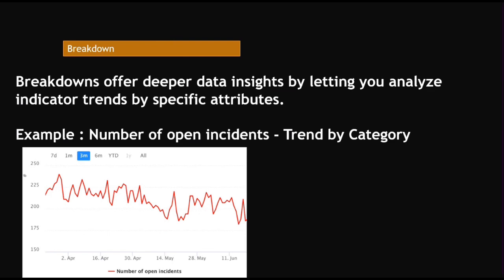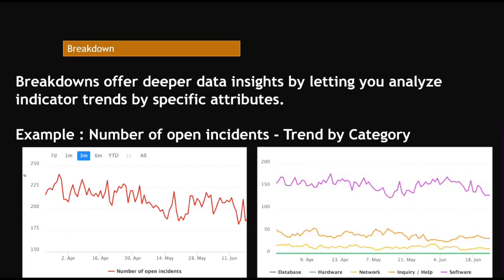So the number of open incidents, but we don't know exactly, if you want to break down by category or priority, for example, how many P1 critical incidents there are, how many low incidents, or how many software category incidents. So how do we know? Then we have to apply a breakdown. A breakdown is a deeper data insight by letting you analyze indicator trends by a specific attribute. For example, this is the number of open incidents by category. You can see the software color has more software tickets here. So like that, we can identify the indicator by different categories or different attributes.